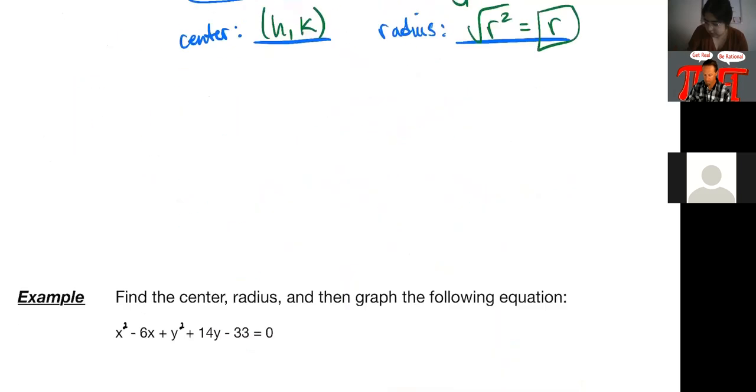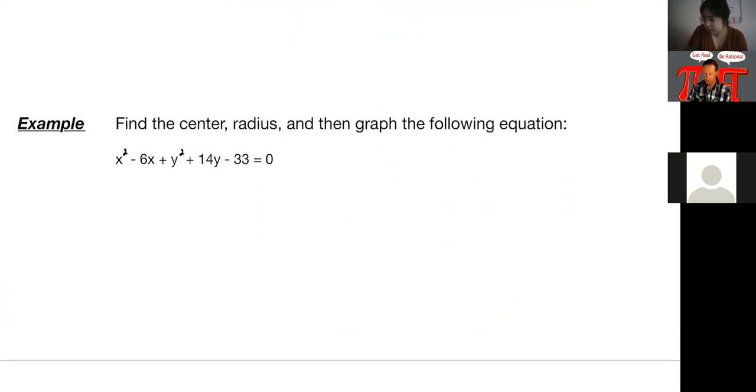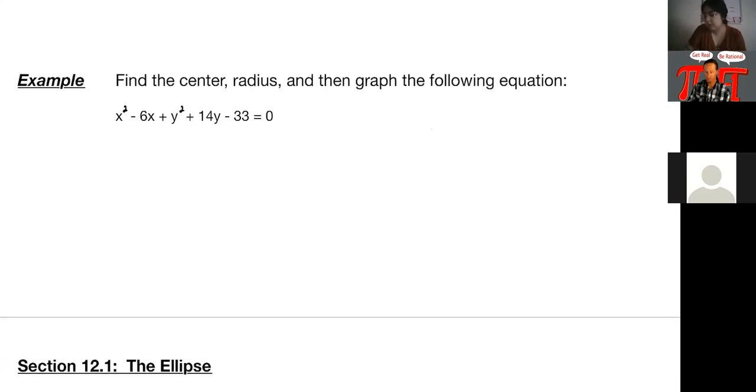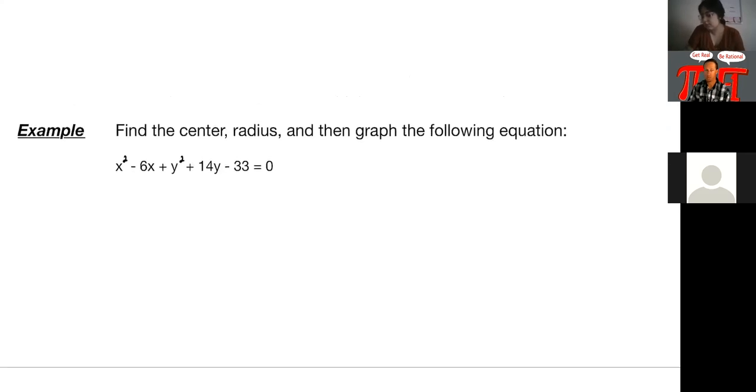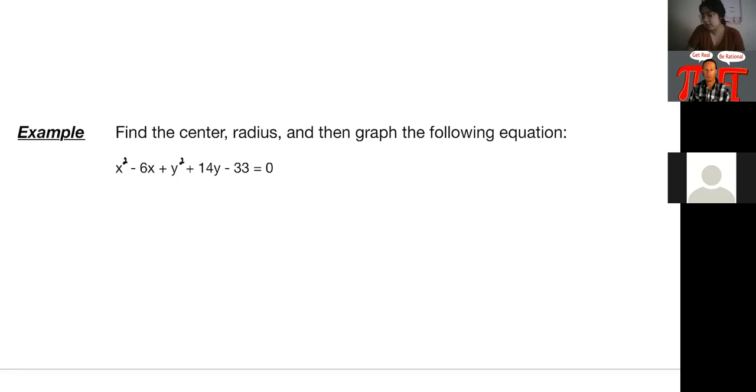Okay, so let's just do a quick example and then we'll get to the next section of ellipses. Find the center, radius, and then graph. Now I said the following equation. How are you going to know on the exam that this is actually a circle and not an ellipse or a hyperbola or parabola?